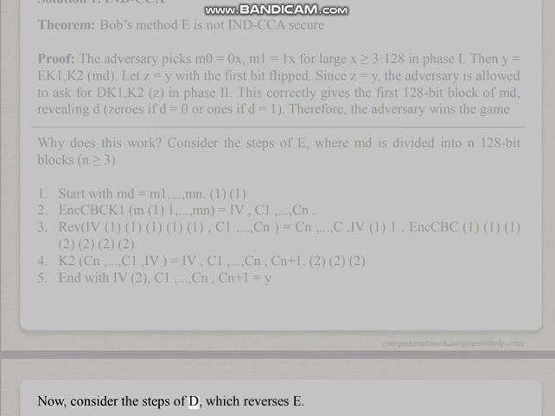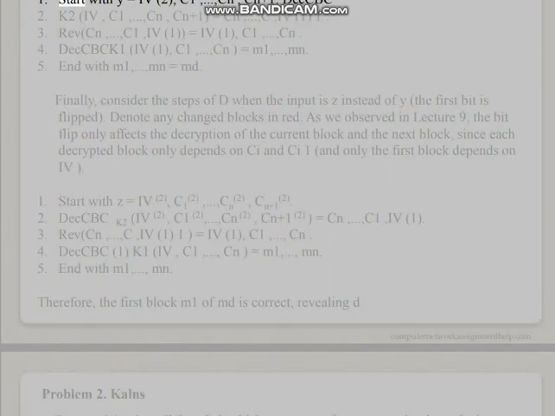Now, consider the steps of D, which reverses E. 1. Start with Y = IV2, C1', ..., Cn+1'. 2. Dec-CBC(K2, IV2, C1', ..., Cn+1') = Cn, ..., C1, IV1. 3. Rev(Cn, ..., C1, IV1) = IV1, C1, ..., Cn. 4. Dec-CBC(K1, IV1, C1, ..., Cn) = M1, ..., Mn. 5. End with M1, ..., Mn = Md.